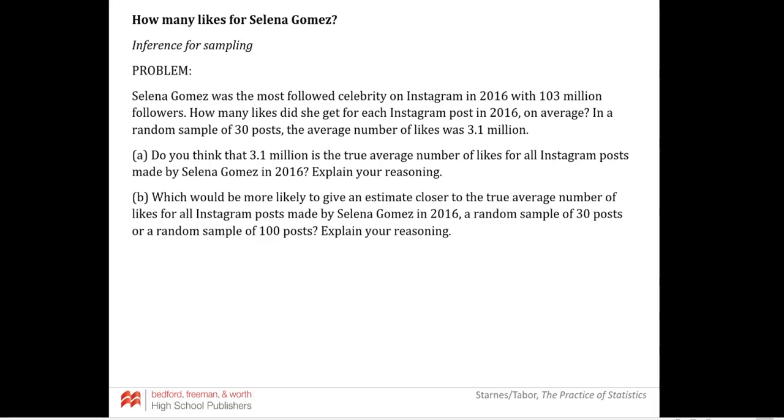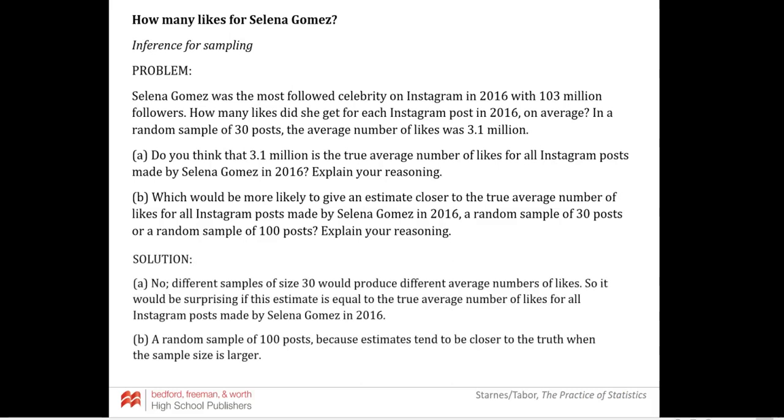Which would be more likely to give an estimate closer to the true average number of likes for all Instagram posts for Selena Gomez in 2016, a random sample of 30 posts or a random sample of 100 posts? What do you think? I'm thinking 100 because you're going to have a more precise estimate. They tend to be closer to the truth. They're still maybe not the truth, but when you have a larger sample size, you get something that's closer to the truth.